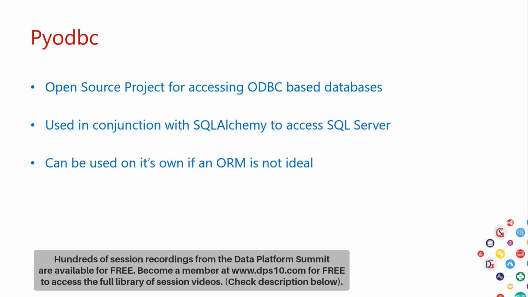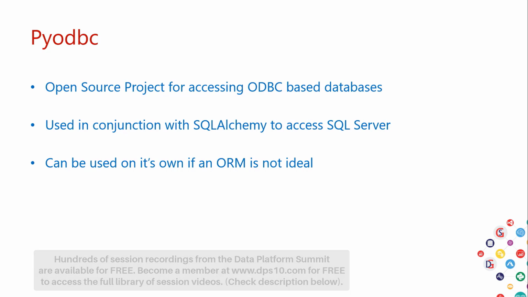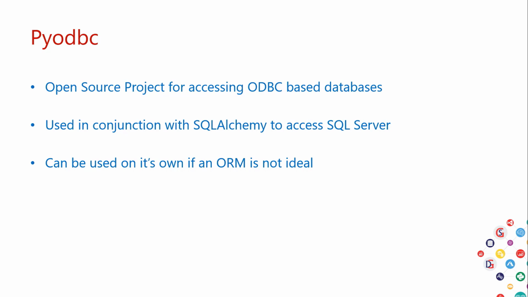The last library that we're going to cover is PYODBC. PYODBC is an open source project for accessing ODBC-based databases. In our case today, we will be using this to access SQL Server, used in conjunction with SQL Alchemy. This can be used on its own if an ORM is not ideal or not approved by your organization.